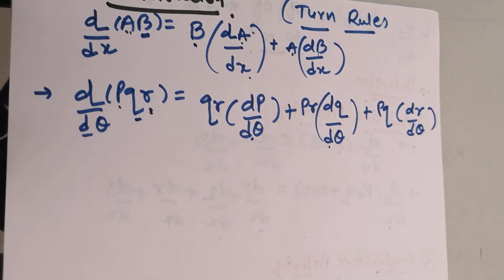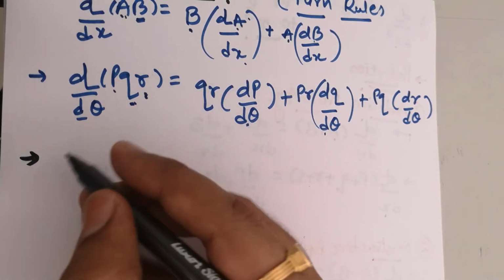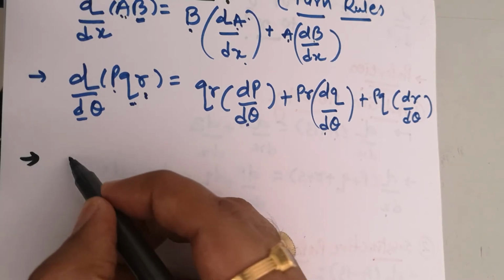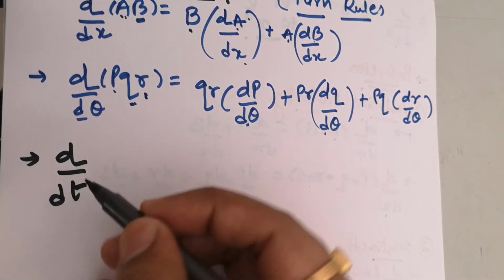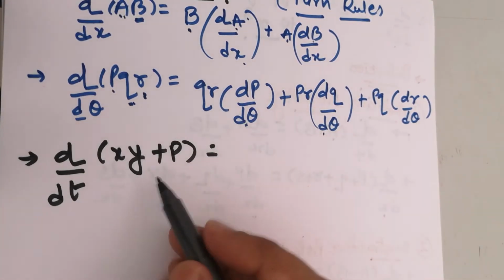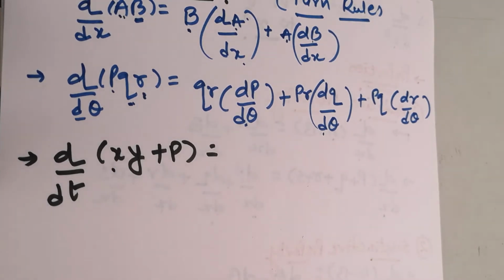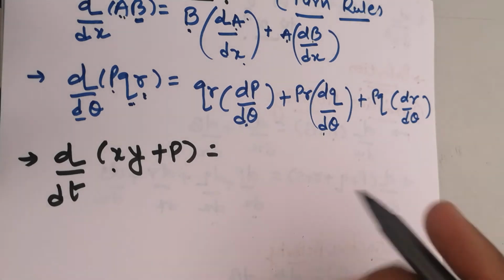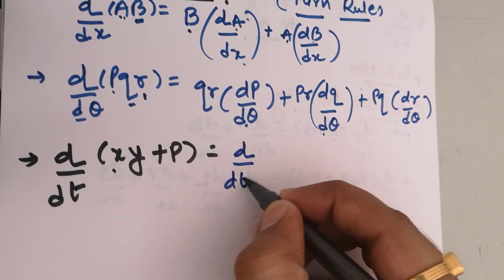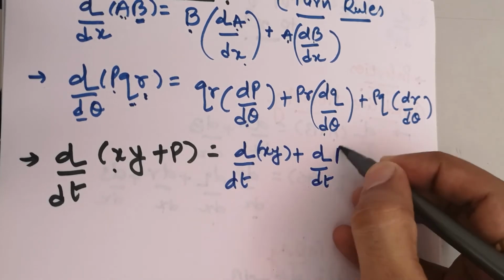Now I am just doing a combined rule. It is not actually a rule, but I am testing how you have grasped your multiplication, addition and subtraction rules. Let's say I am mentioning d by dt of xy plus p. Now you can see that I have applied the addition property, and there is a multiplication property. So gradually we will apply our logic or concept wise. First of all, we will apply the additive property. So d by dt of xy plus d by dt of p.